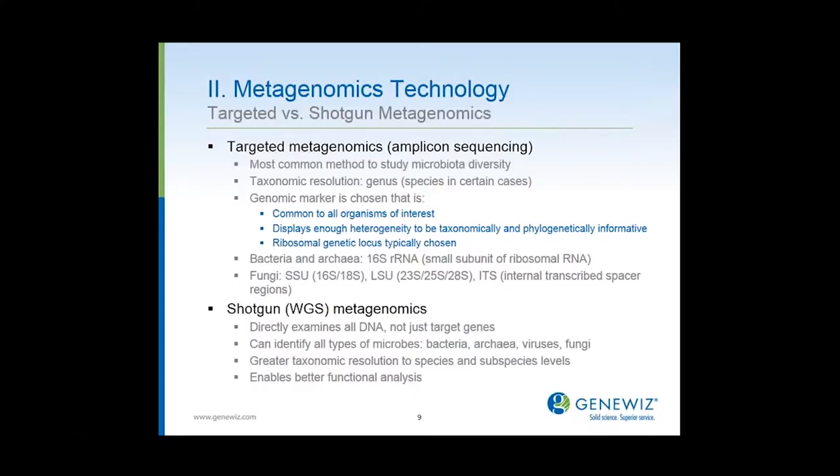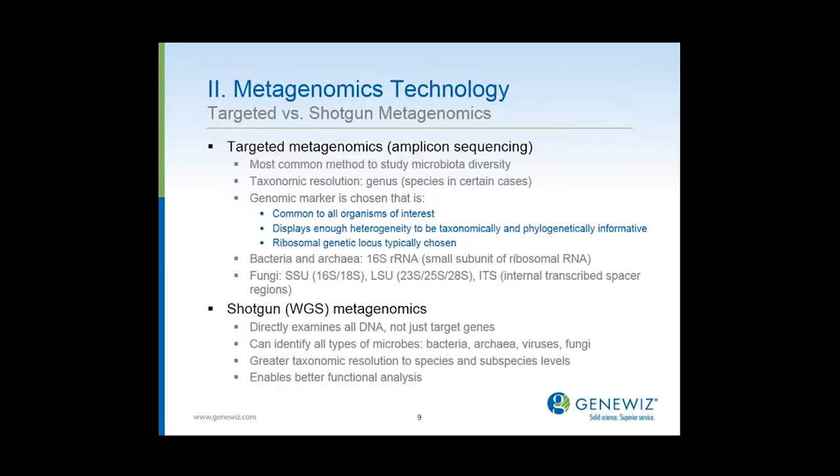It's less expensive, but the taxonomic resolution is only to the genus level in most cases. To do targeted metagenomics, you have to pick a genomic marker and then develop primers to create amplicons for that region. The genomic marker should be common to all organisms of interest, but also display enough heterogeneity to be informative. So we typically choose the ribosomal genetic locus.